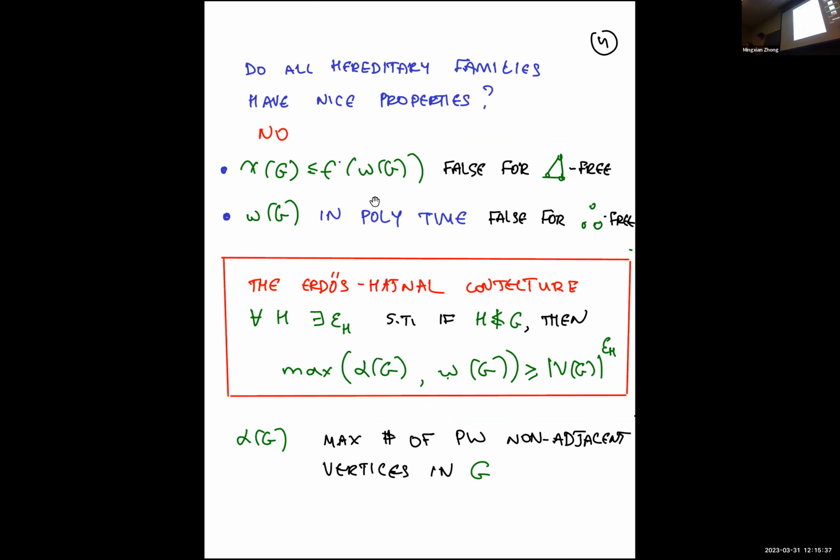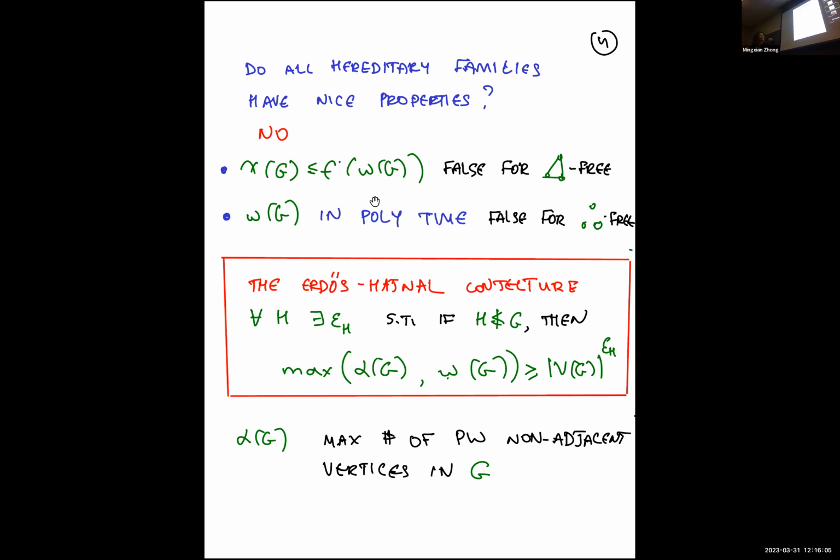So I talked to you about perfect graphs, and it's a lovely hereditary family with a lot of nice properties. One might hope that all hereditary families have nice properties, like all minor-free families have a lot of nice properties, if you know what that means. But the answer is not at all. So here are two especially badly behaved hereditary families.